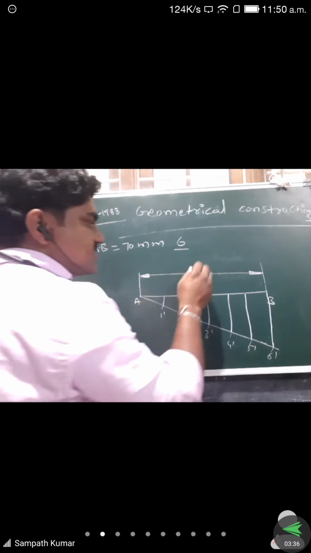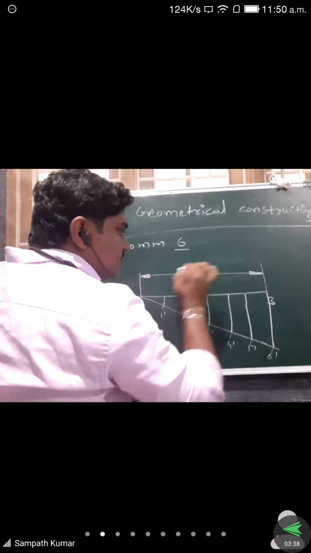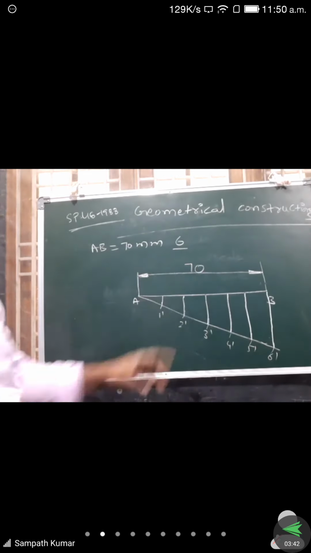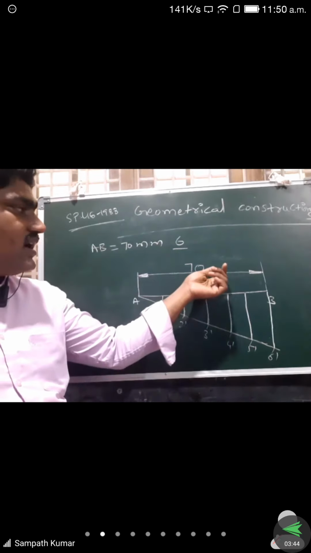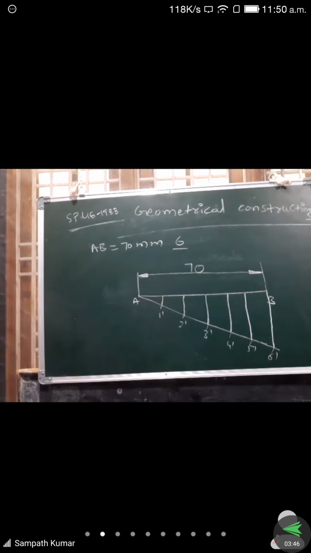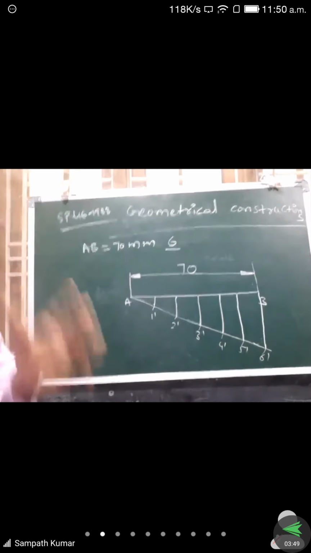Then this value is 70 mm. You can write only the value. You cannot write the unit. That is 70.